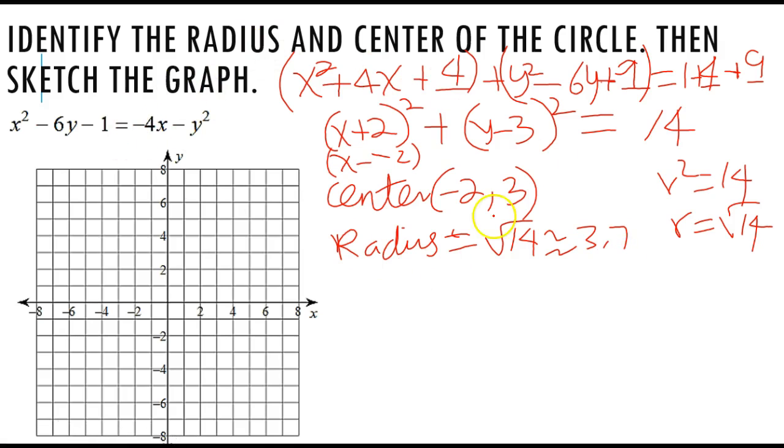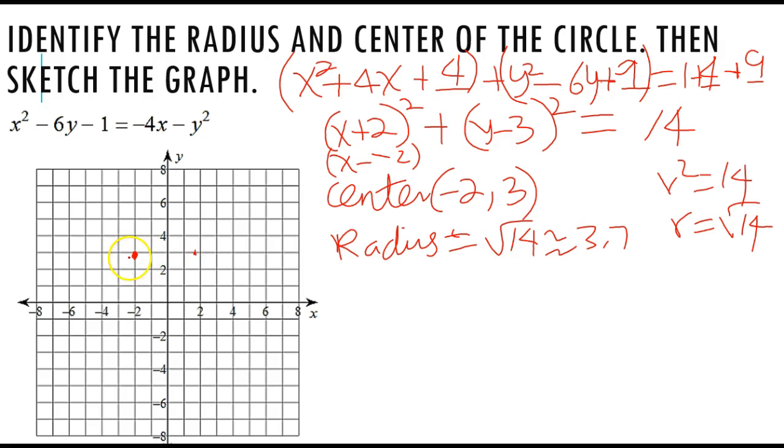For us to sketch it, we just plot the center, which is negative 2, 3. So it's negative 2 for x, and then 3 for y, right there. That's the center. And then we get at least 4 points because the radius is equal in all the 4 directions. So we go 3.7 in each, right, left, up, down. So from here, our center, we go 1, 2, 3. 3.7 is about there.